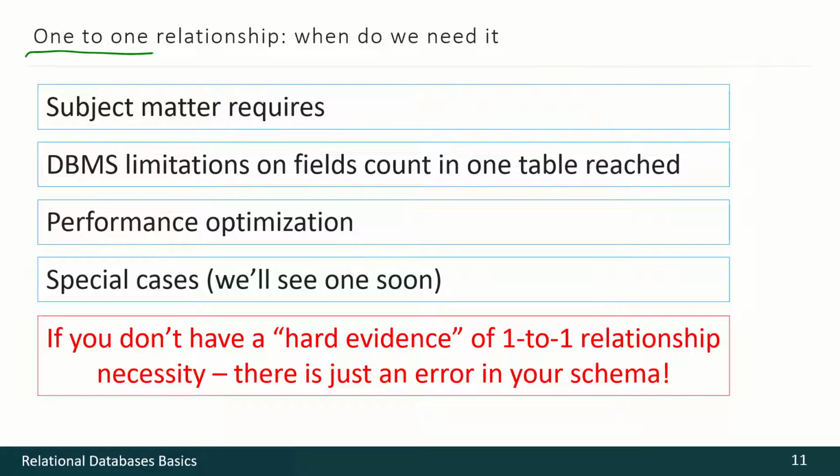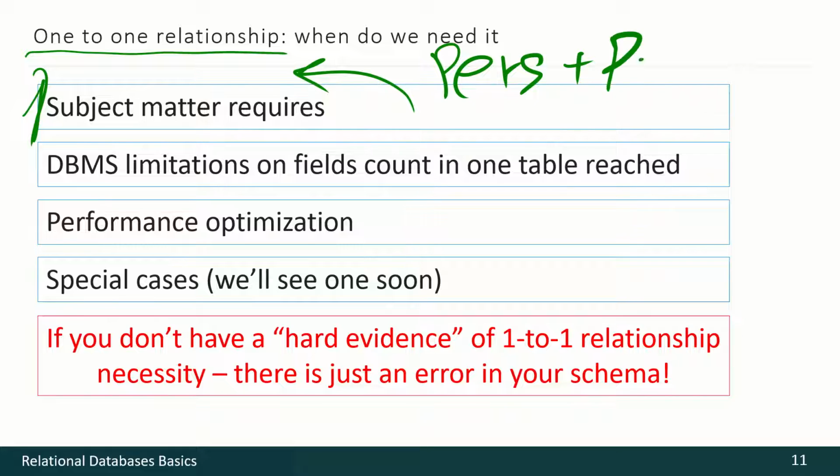This one-to-one relationship is rather tricky. We have to have special cases in order to use such a relationship. These cases include subject matter requirements. As we've already seen with those persons and passports, each person has only one passport. So that's a one-to-one relationship, it's good here.